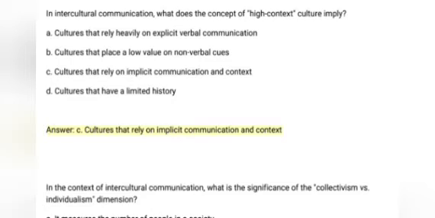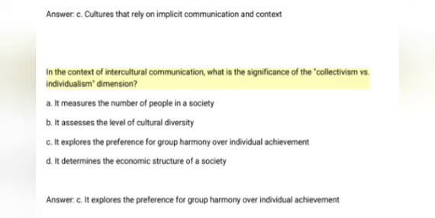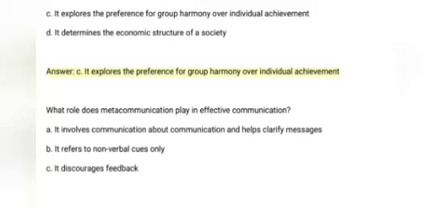In the context of intercultural communication, what is the significance of the collectivism versus individualism dimension? A. It measures the number of people in a society. B. It assesses the level of cultural diversity. C. It explores the preference for group harmony over individual achievement. D. It determines the economic structure of a society. Answer: C. It explores the preference for group harmony over individual achievement. What role does metacommunication play in effective communication?